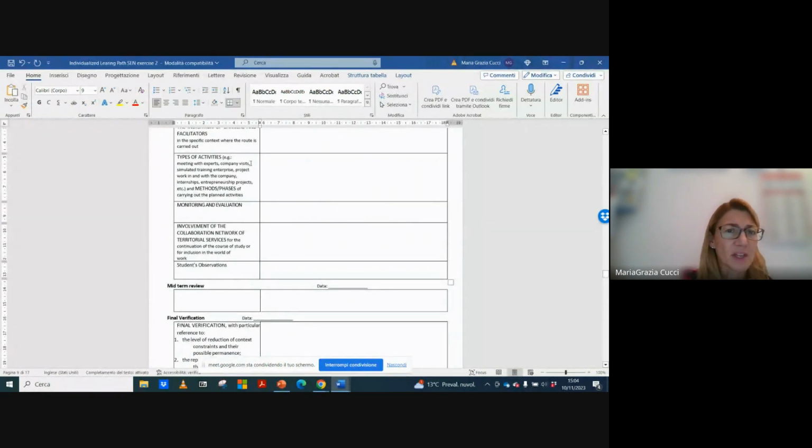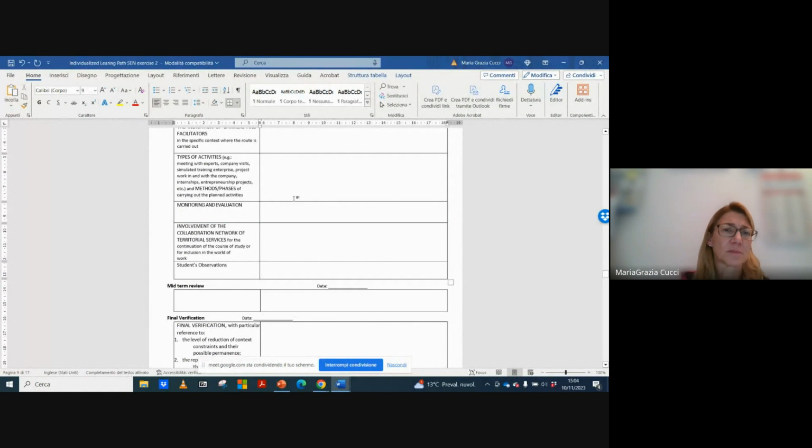Then type of activities. Here you have some examples: meeting with experts, company visits, simulated training experience, project work. You can put one or more of these activities. You can define the correct activity starting from the personal situation of this specific student.